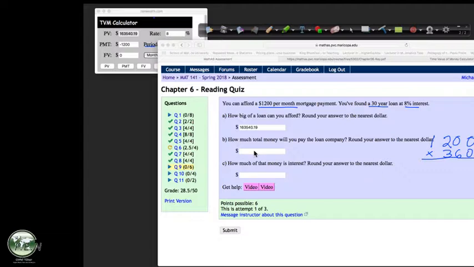$432,000. What? We only borrowed $163,000. You mean we paid them back $432,000? This seems almost like robbery. But it's legal. How much of that money is interest? Well, how do we do that one? This is what we paid. This is what we borrowed. We subtract those two, and that's the interest.